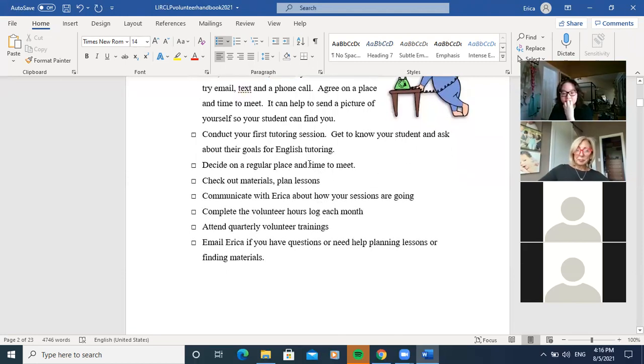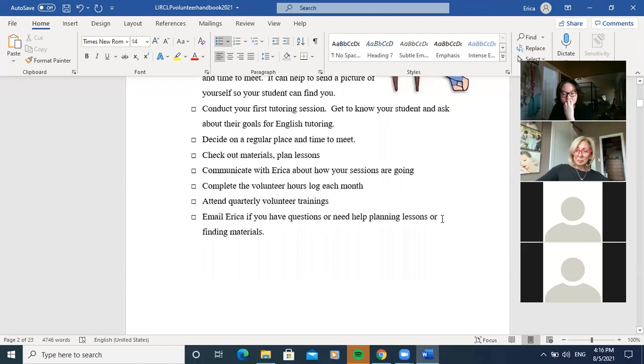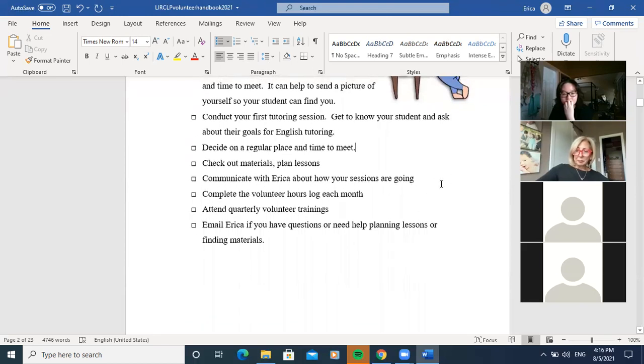So it's best to decide on a regular time and place to meet. Try to stick to that. And then if you need to change one week, just work that out together. But if it's something where someone has a totally new schedule, they got a job or something, and it's not going to work, then definitely let me know because I probably need to rematch you.